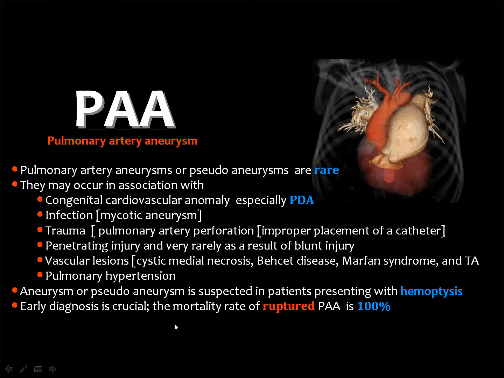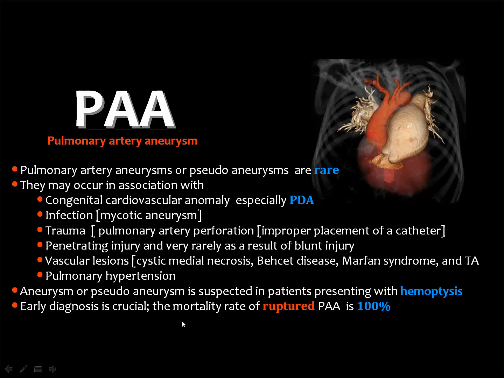Now we came to the pulmonary artery aneurysm. Aneurysms and pseudoaneurysms in general of the pulmonary artery are rare. These aneurysms may occur in association with congenital anomalies like patent ductus arteriosus, infection like in cases of mycotic aneurysms, trauma, penetrating injuries, and vascular lesions like cystic medial fibrosis, Behçet disease, Marfan syndrome, and Takayasu arteritis, and also in patients with chronic pulmonary arterial hypertension may develop aneurysmal formation.